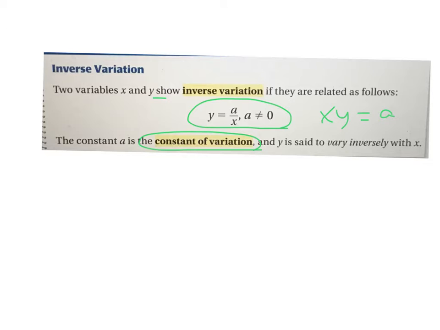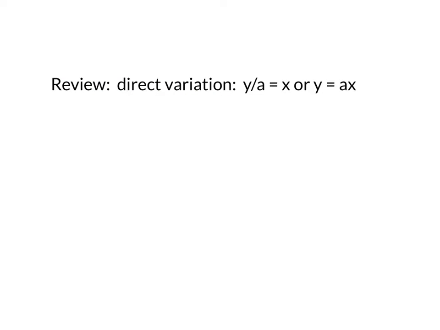That's important. And the way you can say it is y is said to vary inversely with x. y equals a over x, where a is a constant. It is just a number, right? Just a number. All right, let's review real quick.